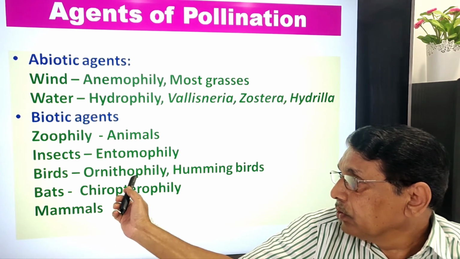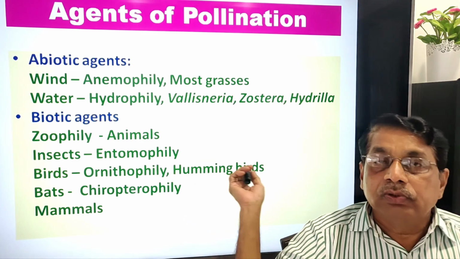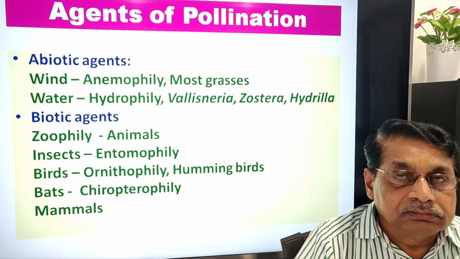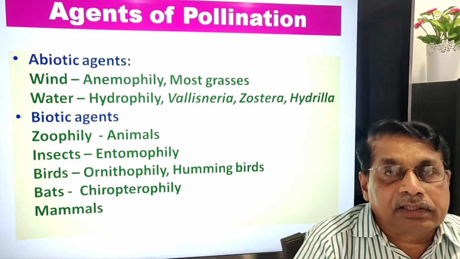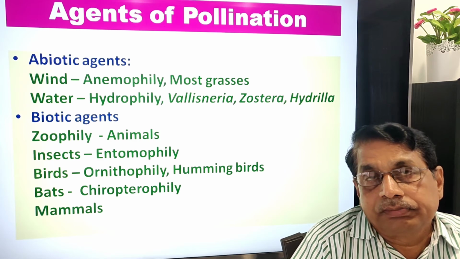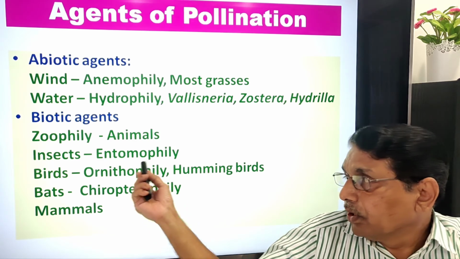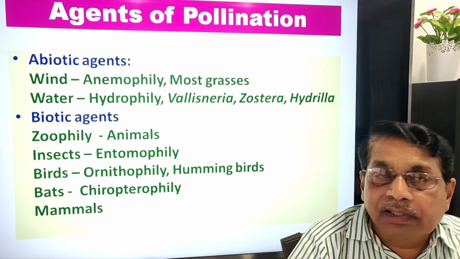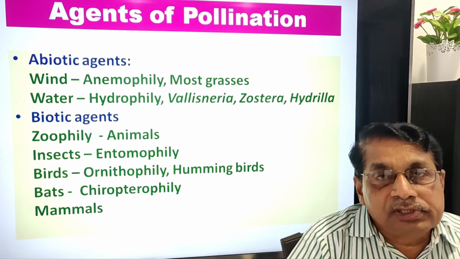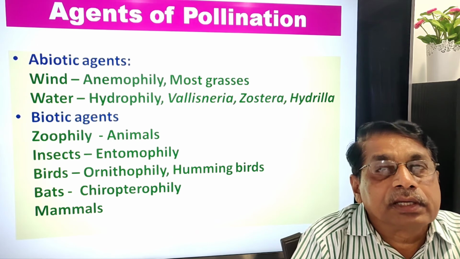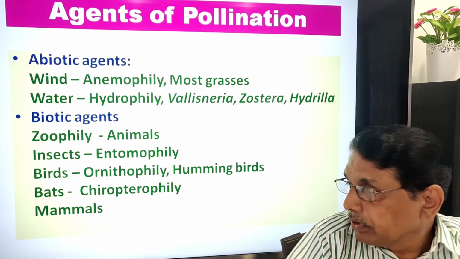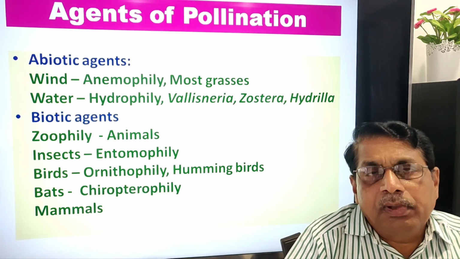Birds, ornithophily. Usually hummingbirds, you might have seen somewhere, sucking the nectar and at the same time performing the pollination. Bats, chiropterophily, for example Anthocephalus kadamba. During the night, the bats visit the flowers, eat the pollen grains, and at the same time perform the pollination. Mammals, in some mammals, very rare.